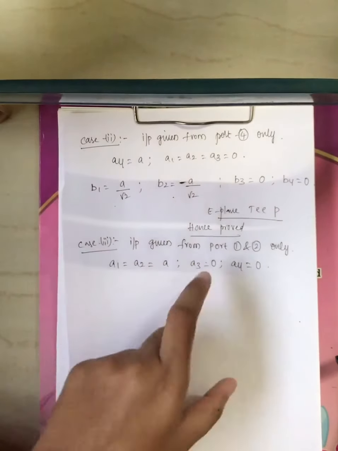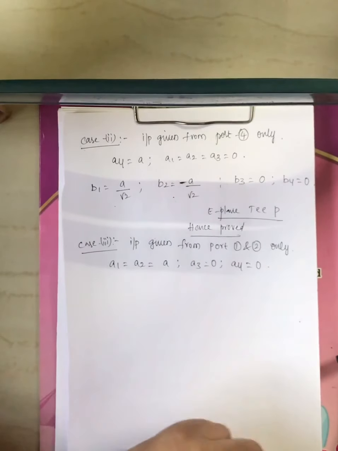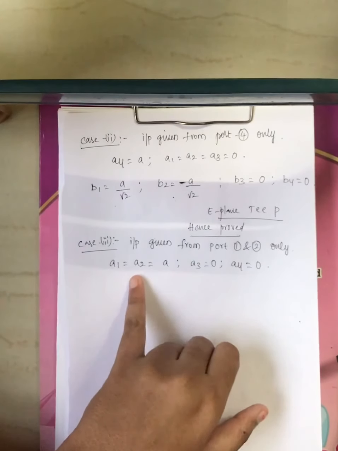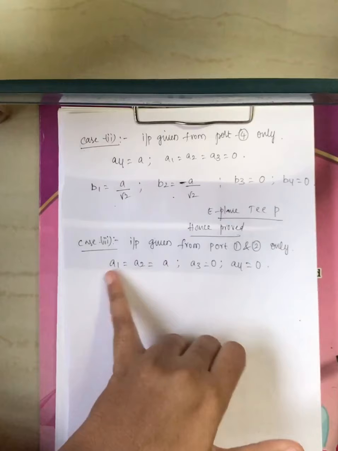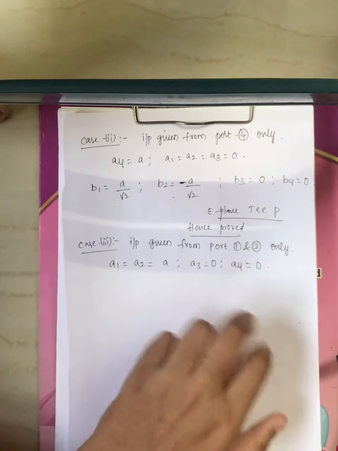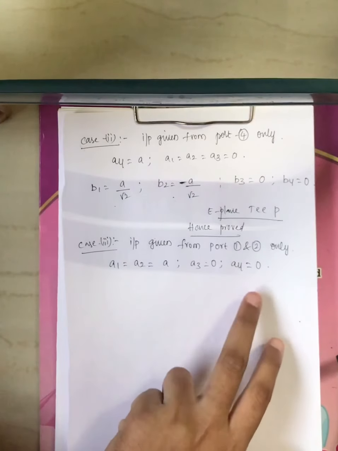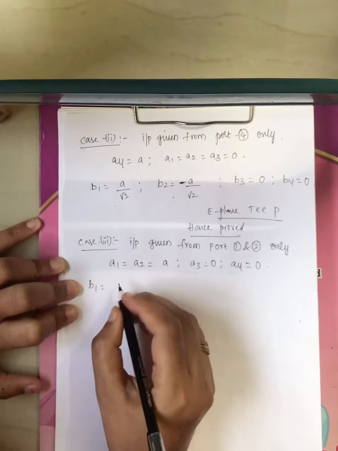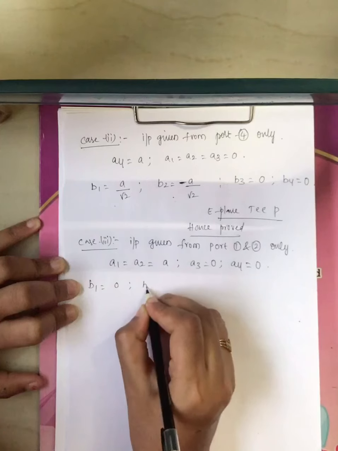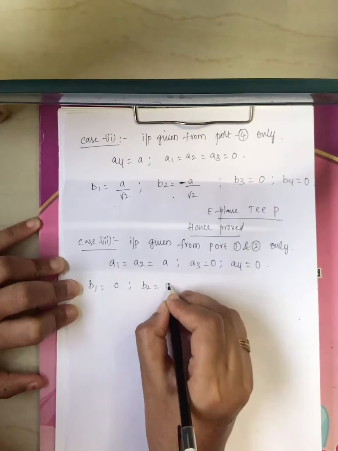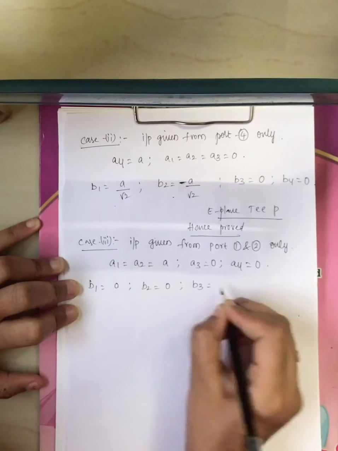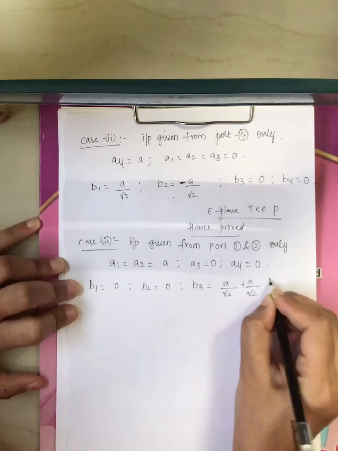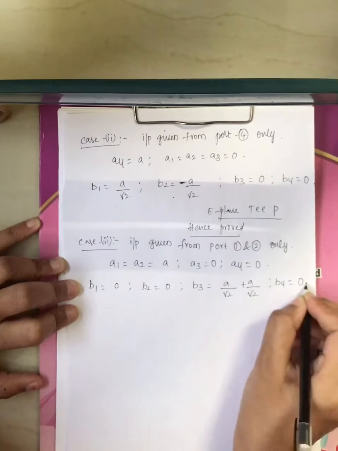Coming to another case, input given from port 1 and 2, right? Now we are giving input power from port 1 and port 2, that is some amount of power A, which are equal in magnitude and phase. We are not giving any input power from port 3 and port 4, right? Now if I substitute these values, B1 you will get as 0, and B2 you will get as 0, and B3 you will get as A by root 2 plus A by root 2, and B4 you will get as 0, right?